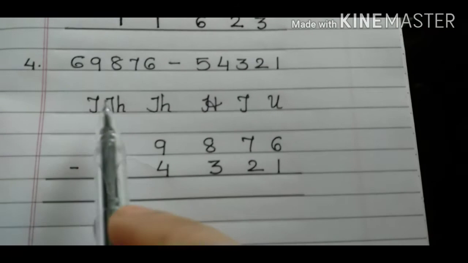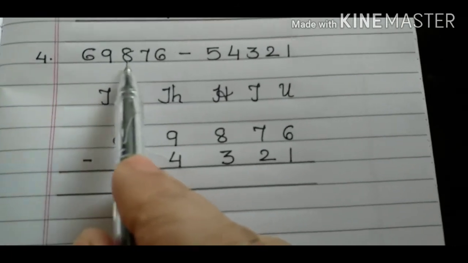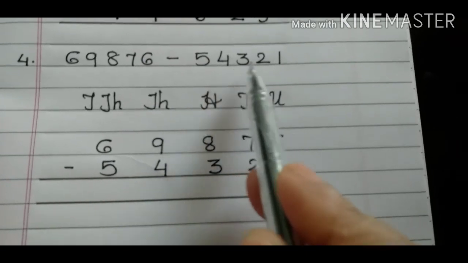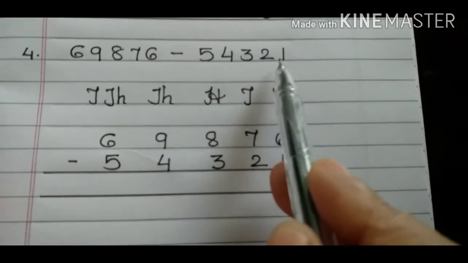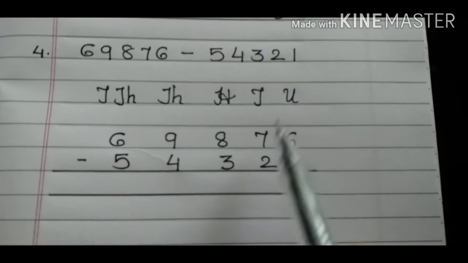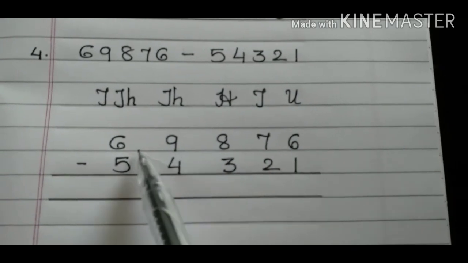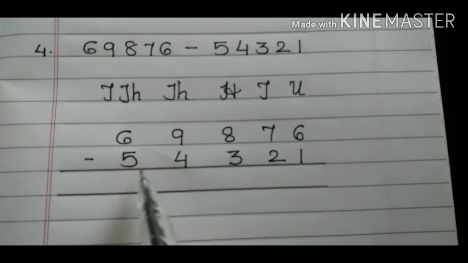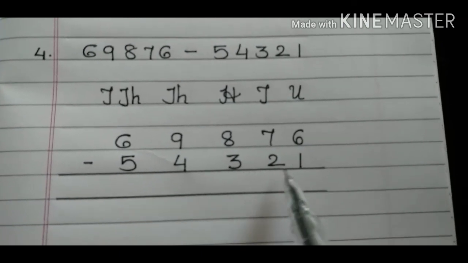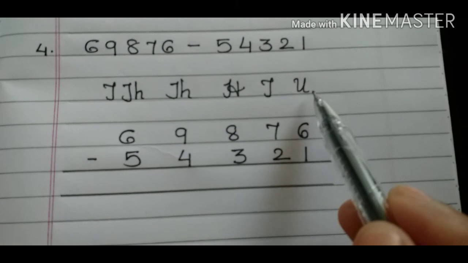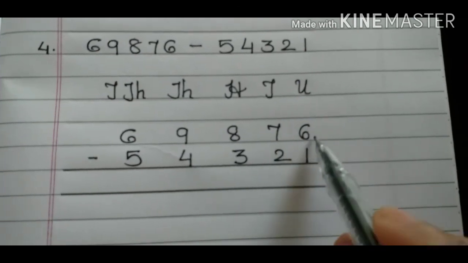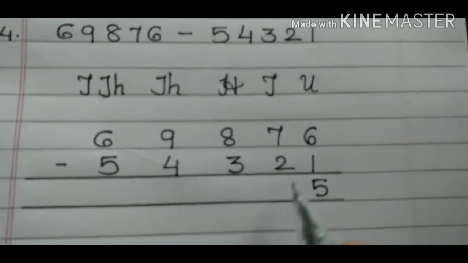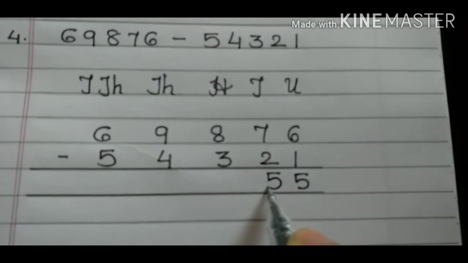Now see our fourth question, 69,876 minus 54,321. So we'll arrange our number place wise. First we will write 69,876 minus 54,321. Start your subtraction from units place. 6 minus 1 is 5. 7 minus 2 is also 5. So write down 5 in tens place.